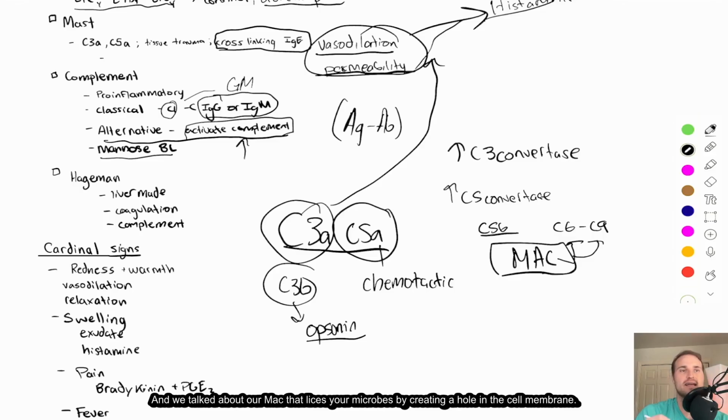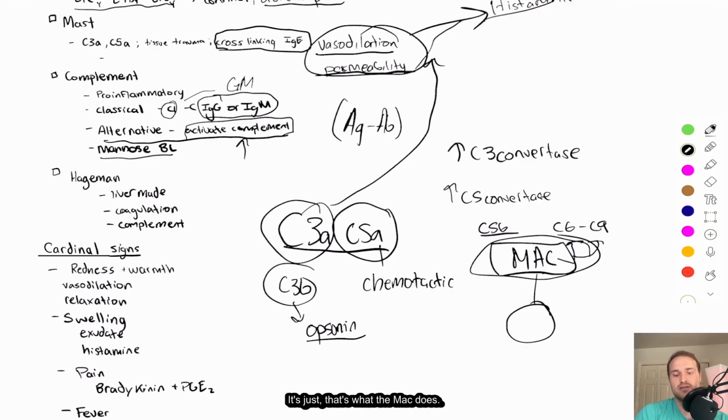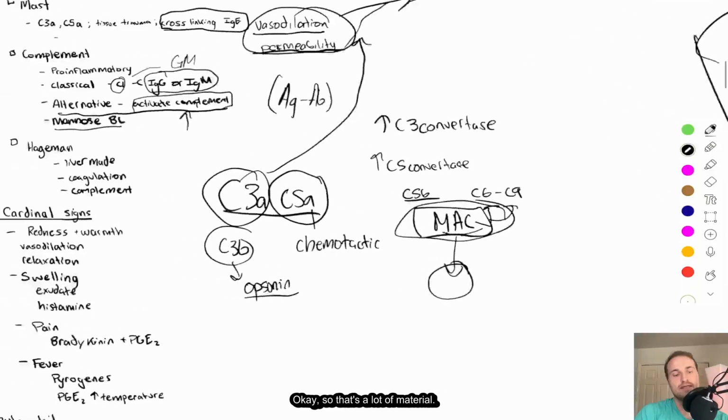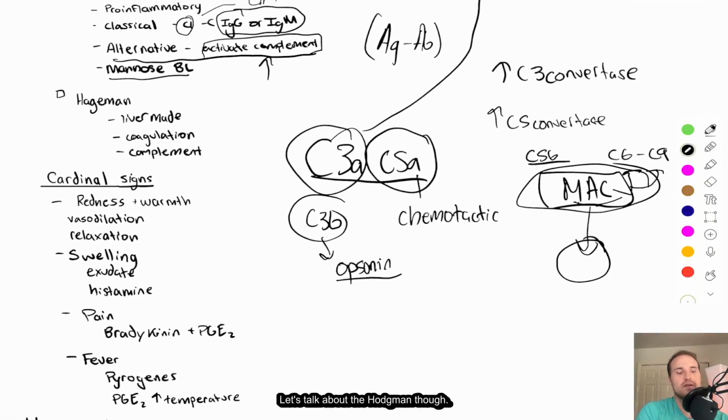And we talked about our MAC. That lyses your microbes by creating a hole in the cell membrane. So that's what the MAC does. Okay, so that's a lot of material. Let's talk about the Hageman factor though.